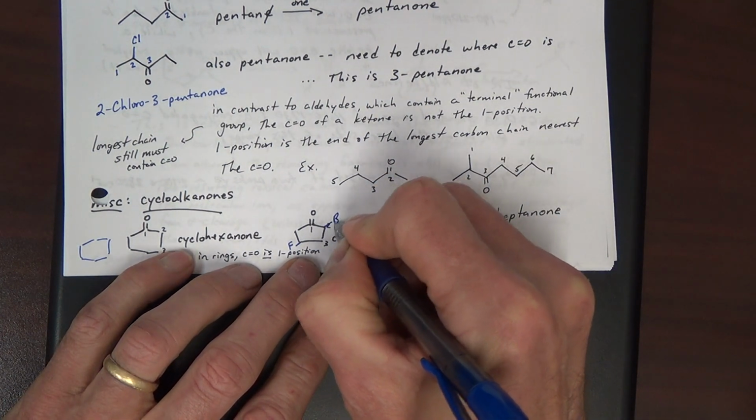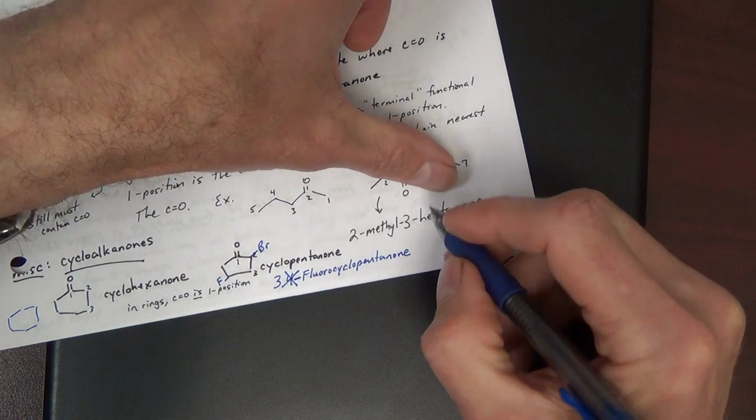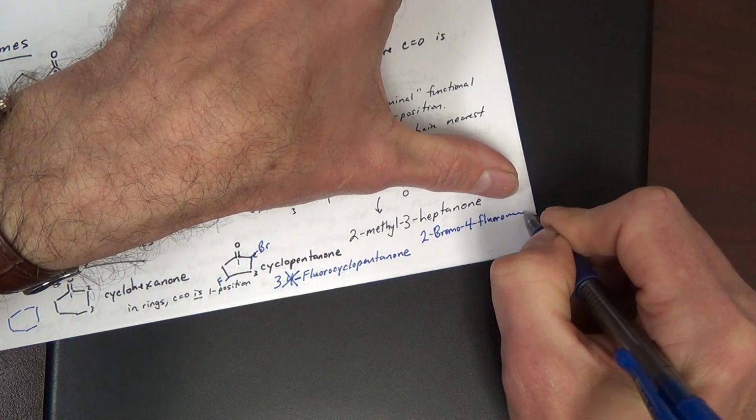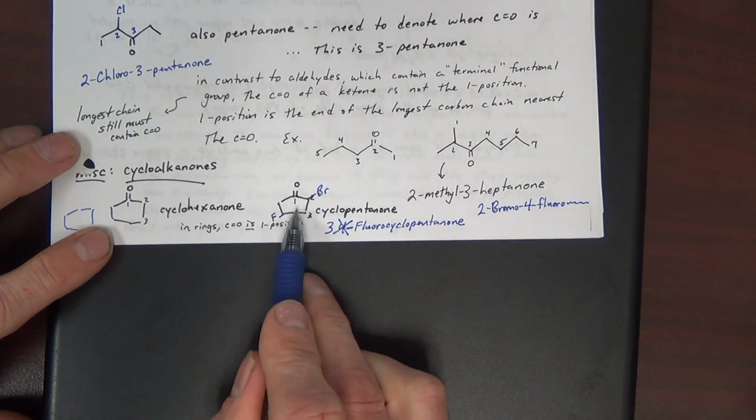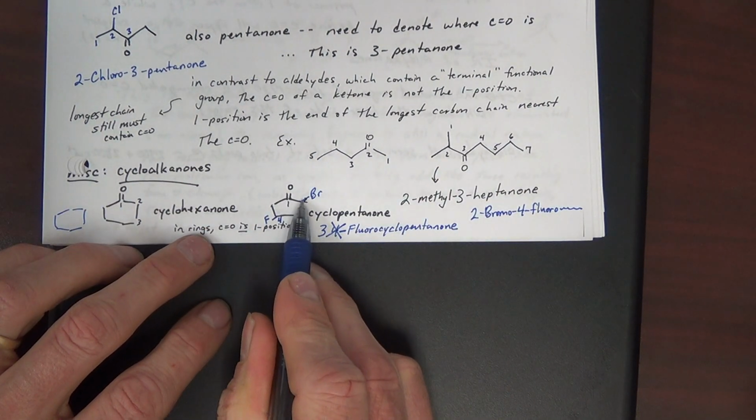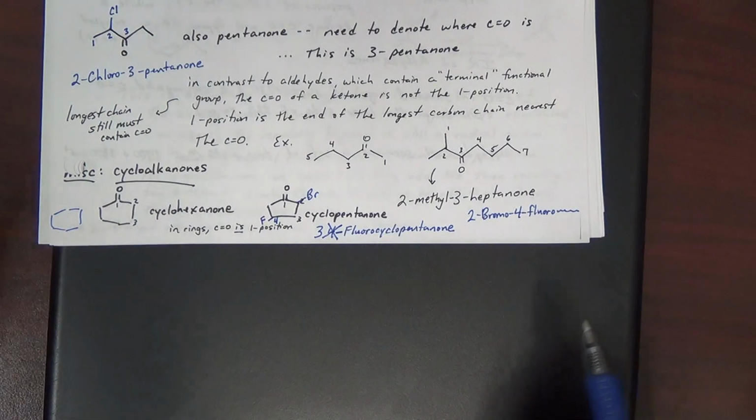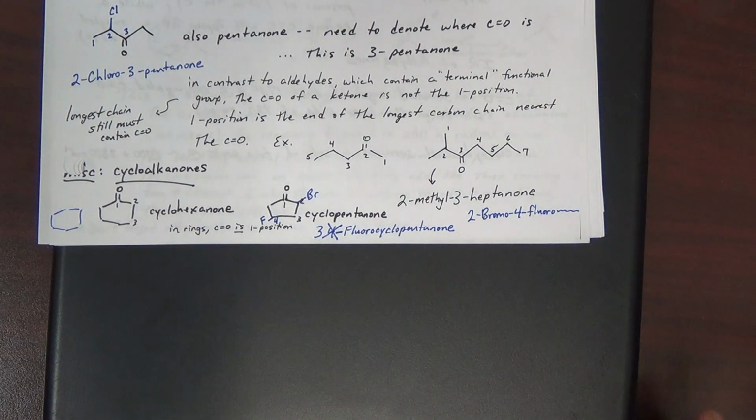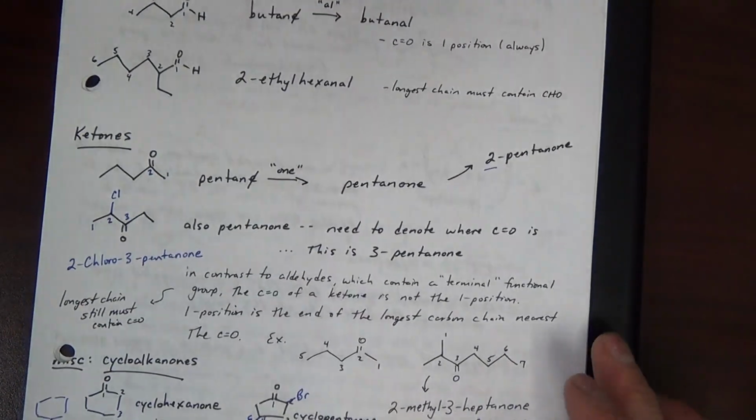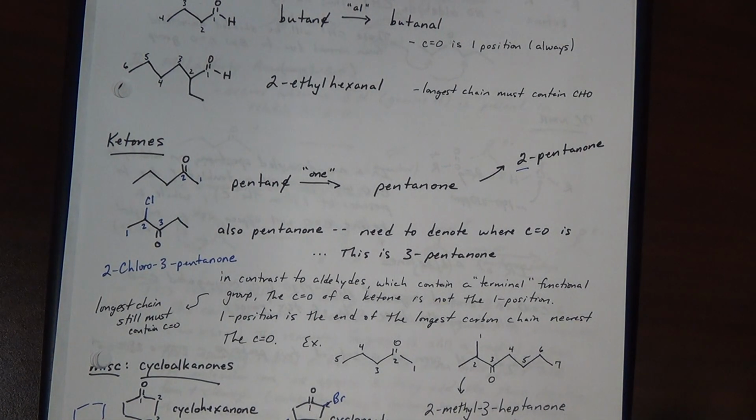What if we had a bromine here? What would that be? That would be 2-bromo-4-fluorocyclopentanone. Because either way you go, carbonyl is 1. This way we get 2 and 4. If we went the other way, we would get 3 and 5. 2, 4 beats 3, 5. So, the way you go depends on ultimately giving your substituents the lowest possible numbers for all of them. Okay guys, that's nomenclature of aldehydes and ketones.